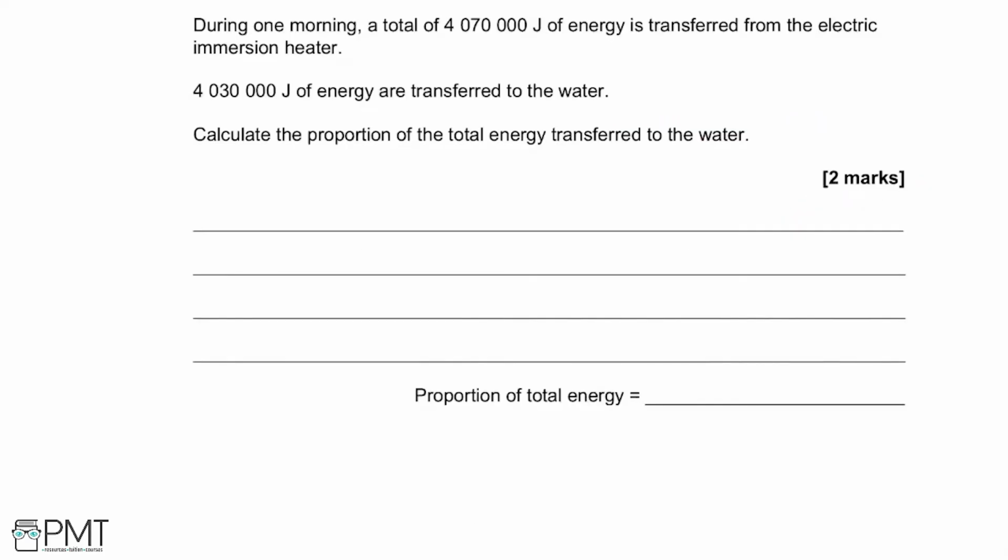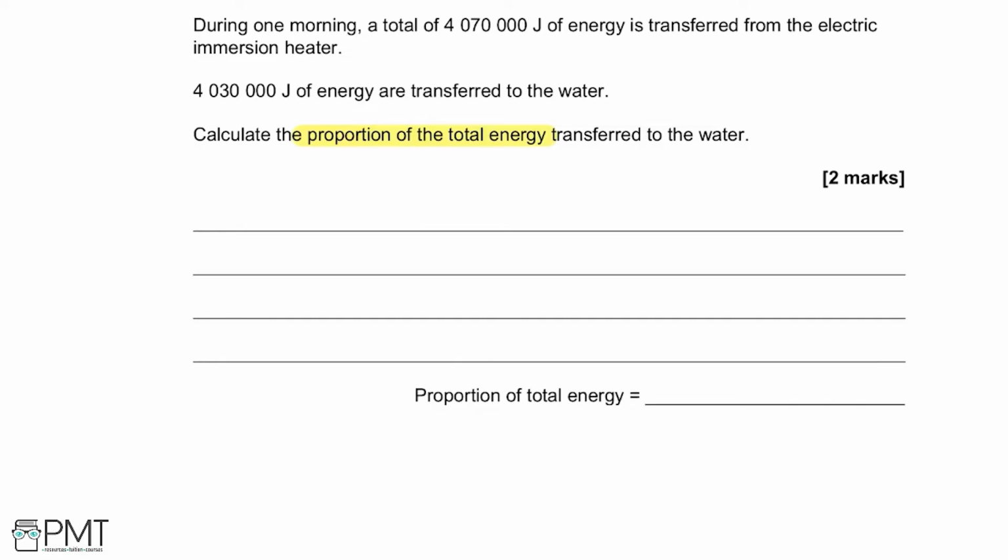During one morning, a total of 4,070,000 joules of energy is transferred from the electric immersion heater. 4,030,000 joules of energy are transferred to the water. Calculate the proportion of the total energy transferred to the water. So the question is asking us for the proportion of the total energy transferred to the water. And for that, we need to do a fraction of the total energy.